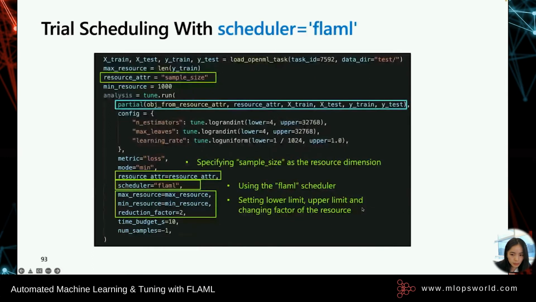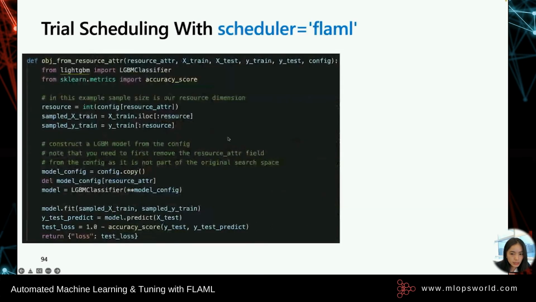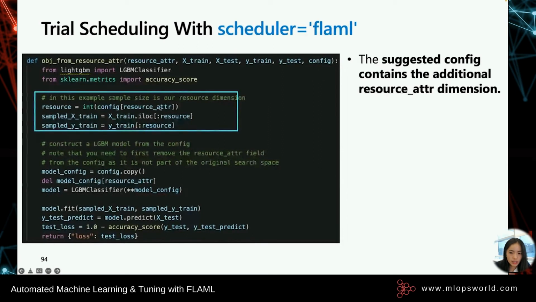And the next critical step is to realize this multi-fidelity evaluation in your evaluation function. When writing this evaluation function, one thing you need to know is that when the FLAML scheduler is used, the suggested configuration contains the additional resource dimension. So you can directly get the current resource value from this configuration variable, even though the original hyperparameter search space does not contain this resource dimension.